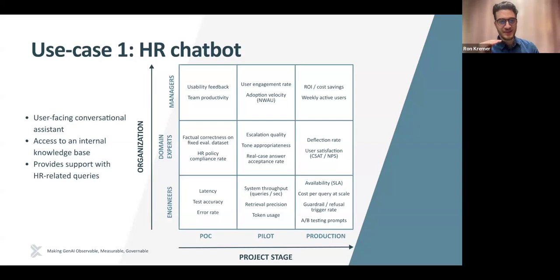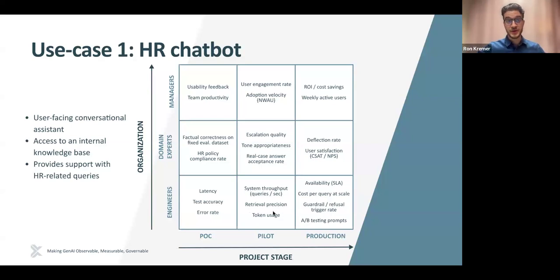We started in the bottom left corner with the engineers. What is the first priority that the engineers will want to concern themselves with? You set up some basic technical metrics: latency, some kind of baseline test accuracy on a golden data set, some initial error rates, right? And then as the project grows, so do the evaluation metrics. We start measuring system throughput once we get to the first beta users. We start measuring token usage because we want to make sure that the whole system is actually profitable and doesn't cost too much. And since this is RAG based, we also want to measure retrieval precision.